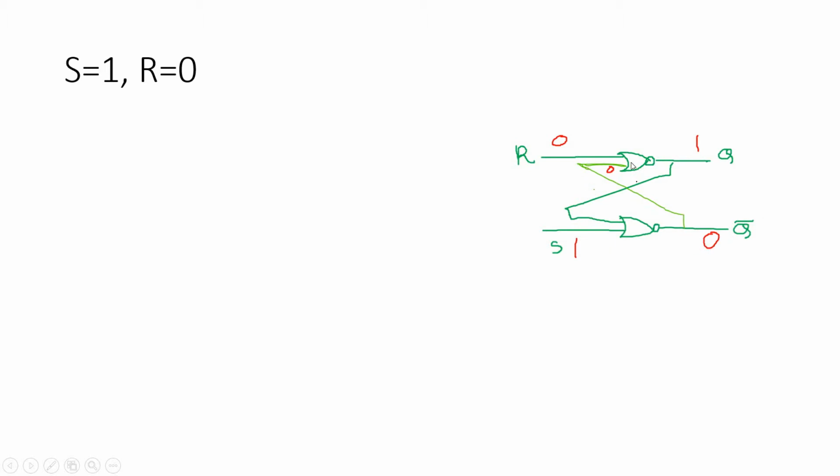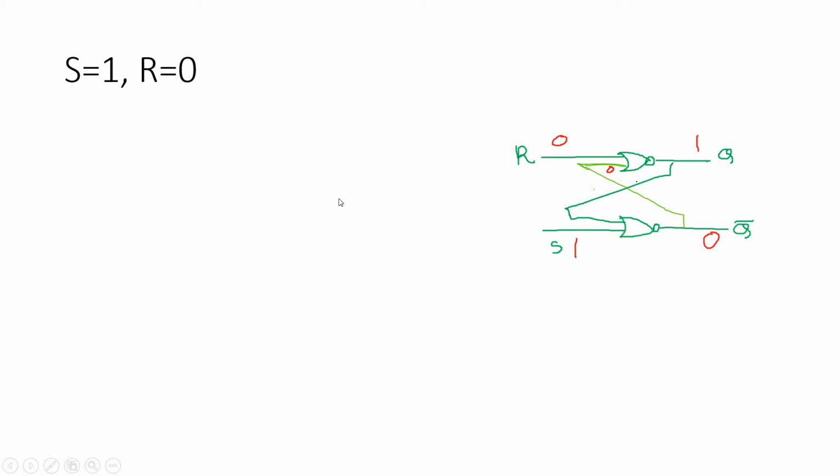Now this 0 will go via this path as a feedback, and it will input in the upper NOR gate, and for the upper NOR gate both the inputs are 0, so no doubt the output will be 1. So if set bit equals 1, or you can say S is 1, R is 0, obviously the output should go high, because we are setting the output. So in this case, S equal to 1, R equal to 0, the normal output Q will be 1.